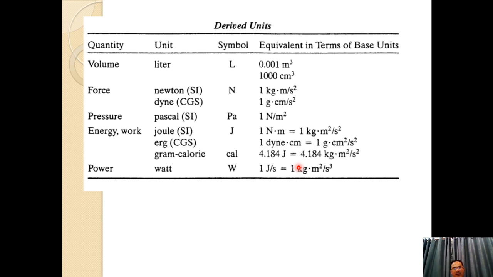Another example is force. The SI unit is the Newton, N, and the CGS unit is the dyne. The equivalent in terms of base unit is 1 kilogram meter per second square, or 1 gram centimeter per second square. Now this gives you an example of the unit.